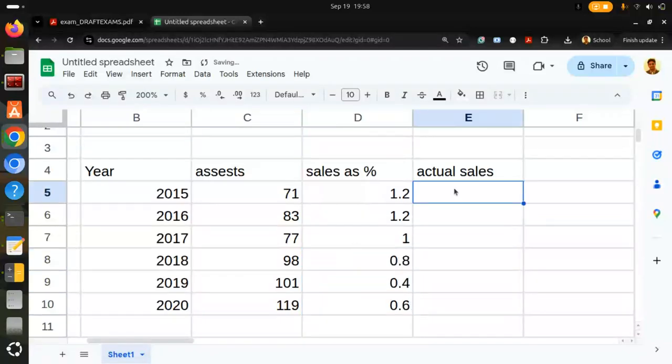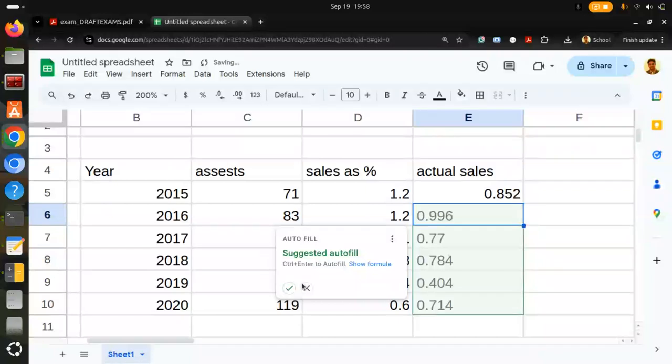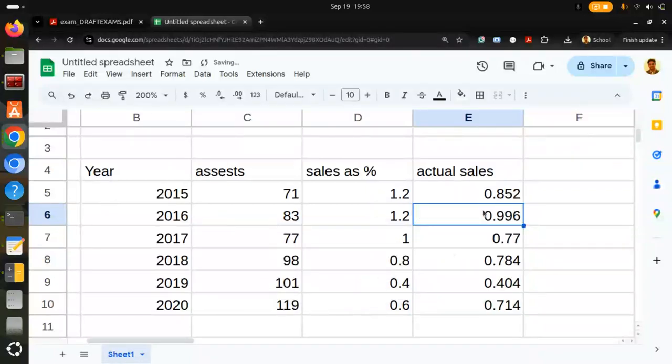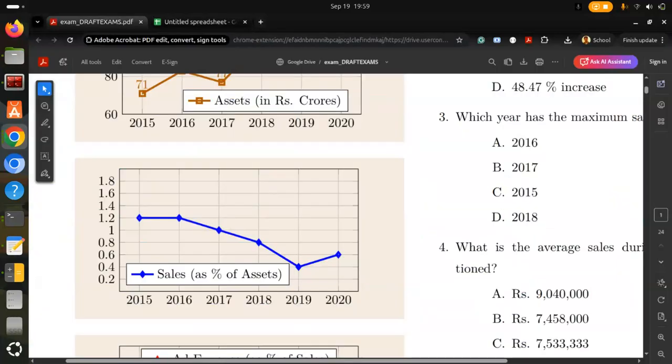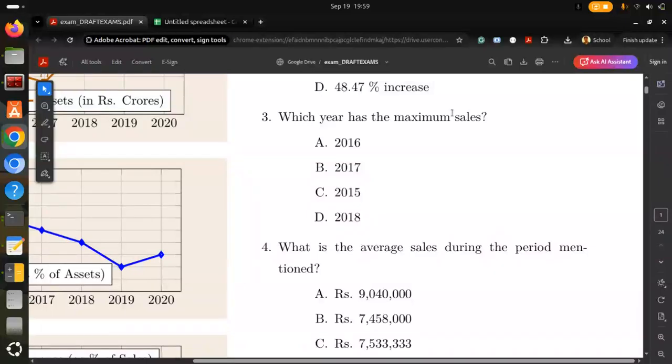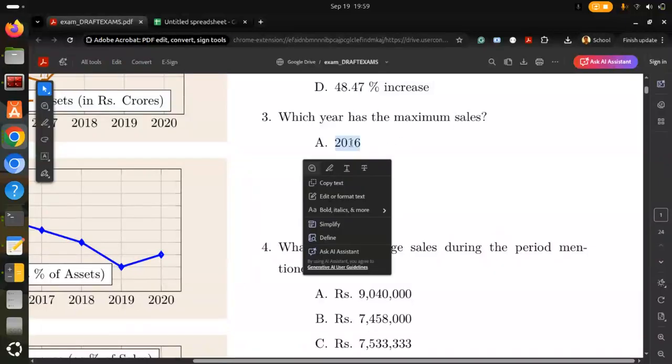So what is the actual sales? Assets multiplied by this one divided by 100. These are the actual sales in crores of rupees. Now, which one is the highest? Obviously, the highest is 2016 in this case, 0.996 crores or 99 lakhs 60,000. So 2016 should be the answer. Again, question number three: which year has the maximum sales? The answer is 2016.